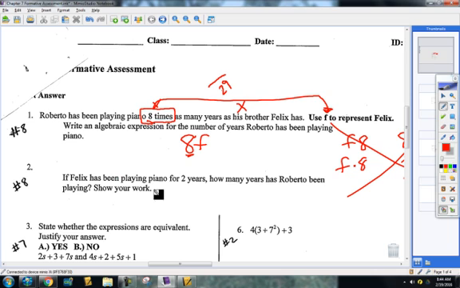Now, if Felix has been playing for 2 years, then we want to know how many years Roberto's been playing. Well, now what you have to do is take that and plug it in where F is. So if it's 8F, it would be 8 times 2, which would mean that he's been playing for 16 years.